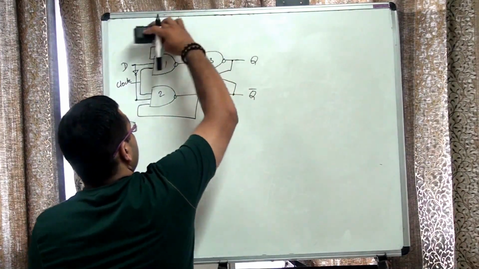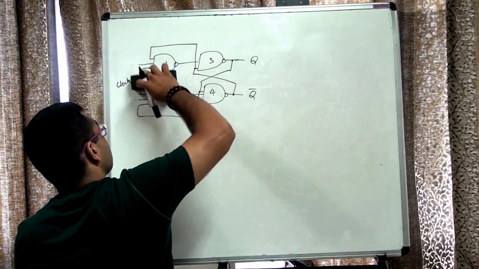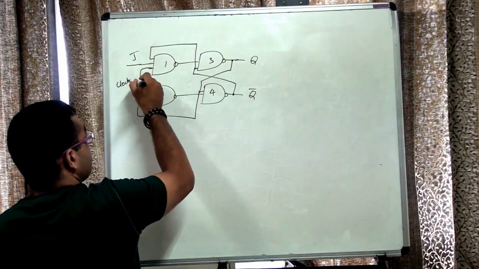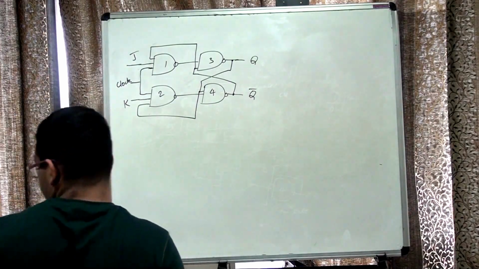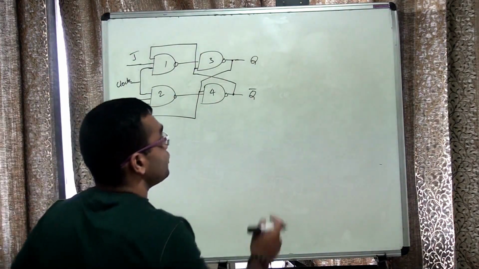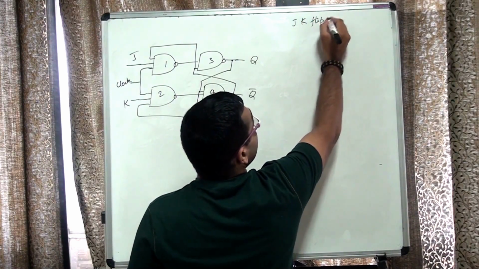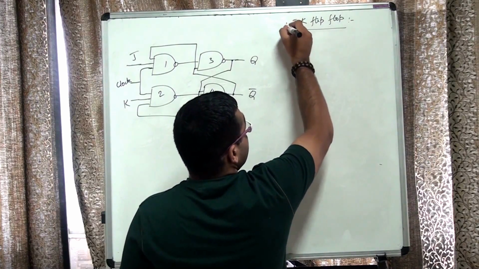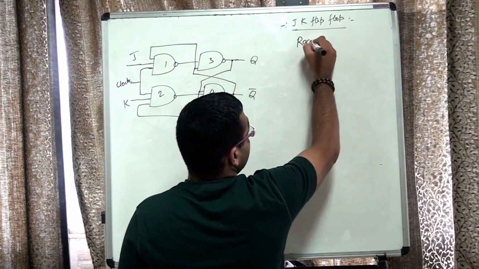Or rather, I will say our design of the JK flip-flop suffers from a lot of problems. This is J, this is K. Okay, this is how we have designed it. So there are shortcomings of the JK flip-flop, and the first one, or rather the major one, is what is called the race around condition.